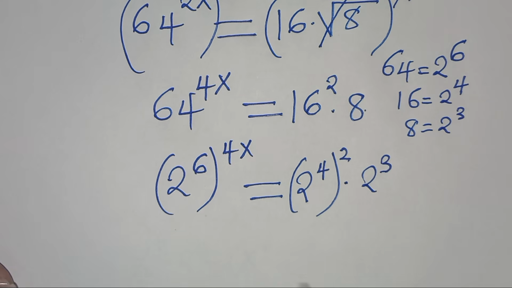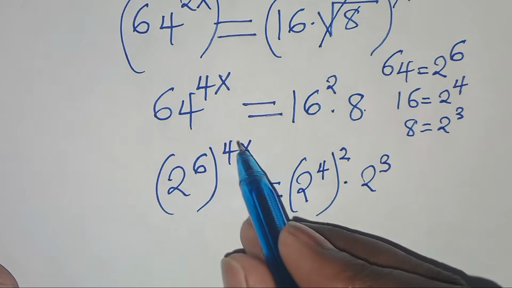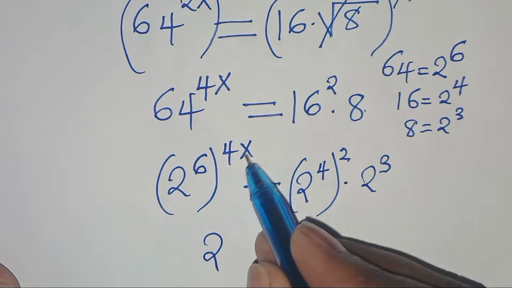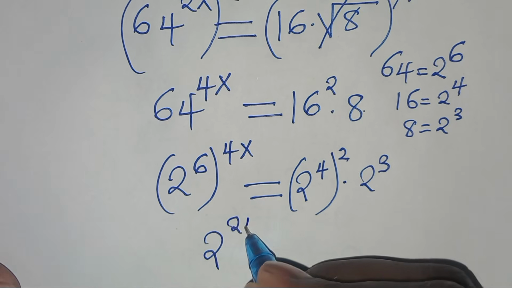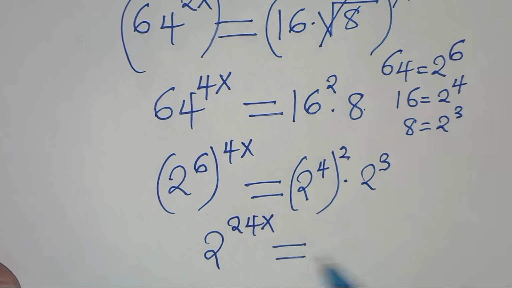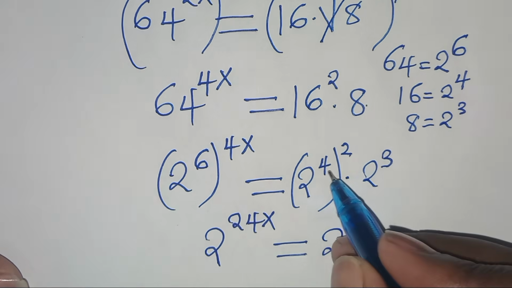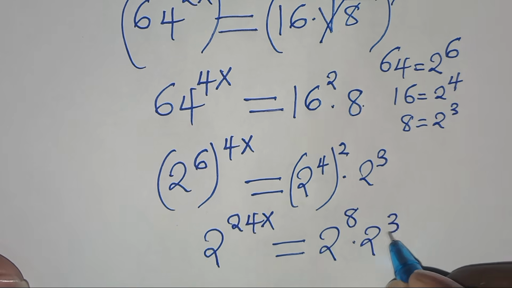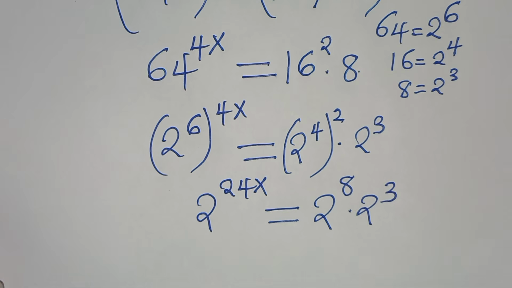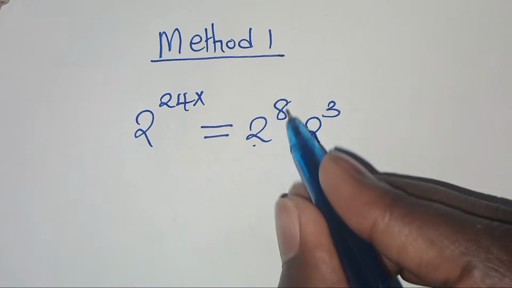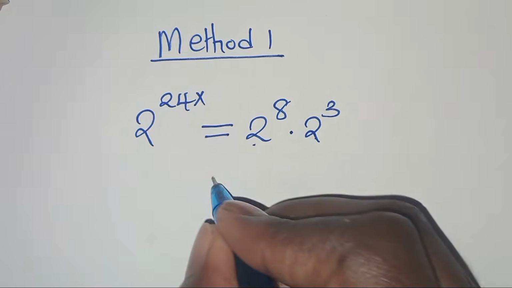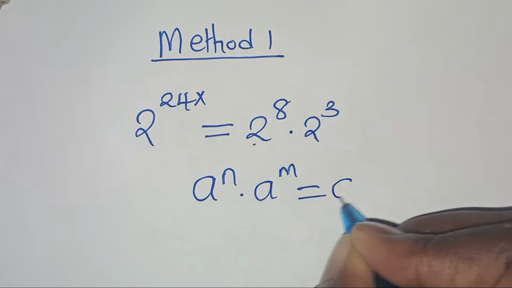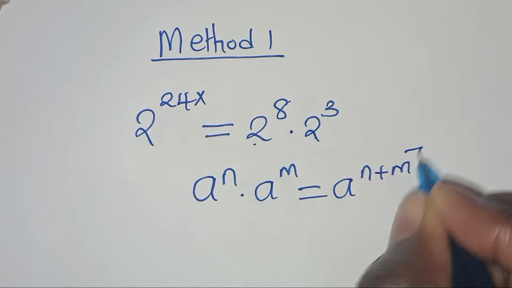So 2 to the power of 6 raised to the power of 4x is the same as 2 to the power of 6 times 4x, and this is 24x. This is equal to 2 to the power of 4 times 2, which is 8, multiplied by 2 to the power of 3. Now we have 2 to the power of 8 times 2 to the power of 3. This is in the form of a to the power of n times a to the power of m, which we can express as a to the power of n plus m.